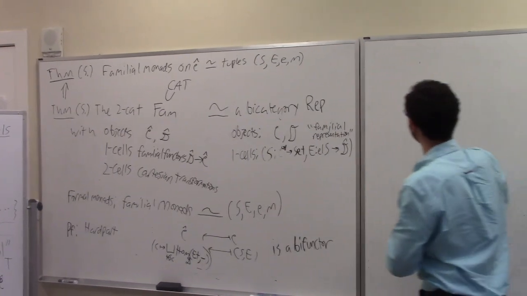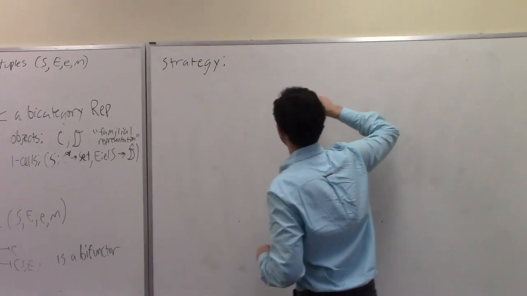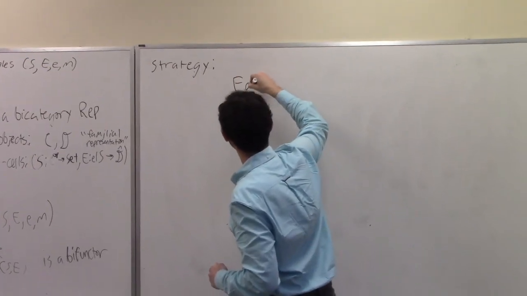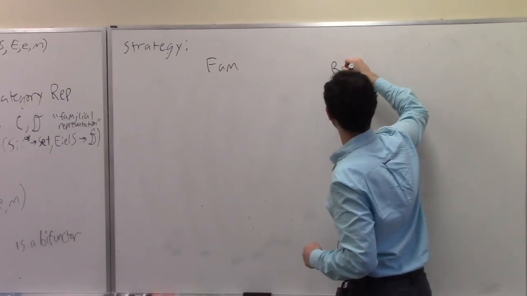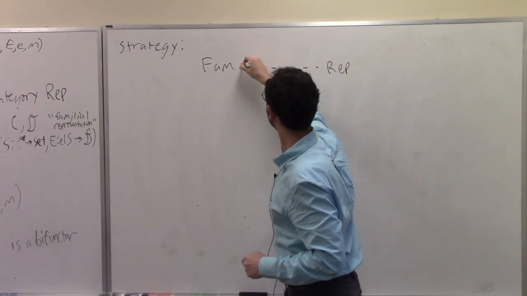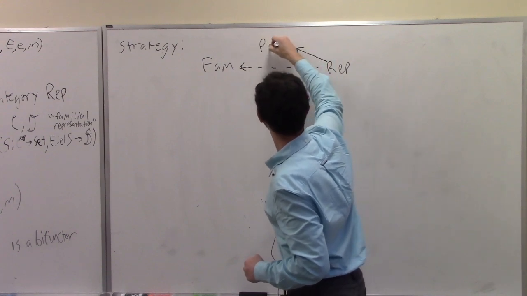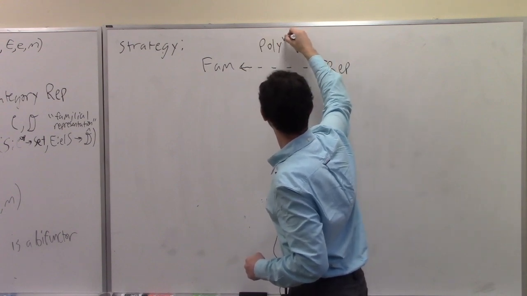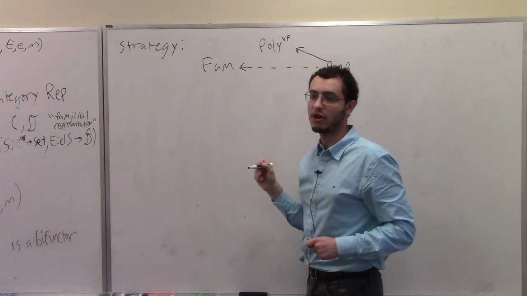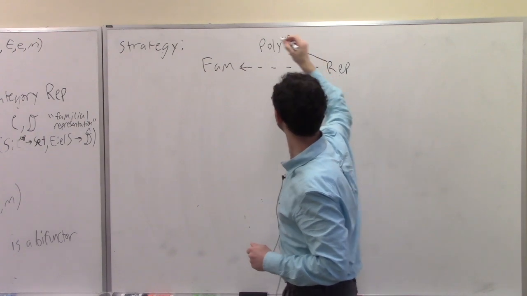And so the strategy here is that instead of going from rep directly to fam, we can compare rep instead to a bicategory of what are called polynomials, which I'll briefly explain before I finish.